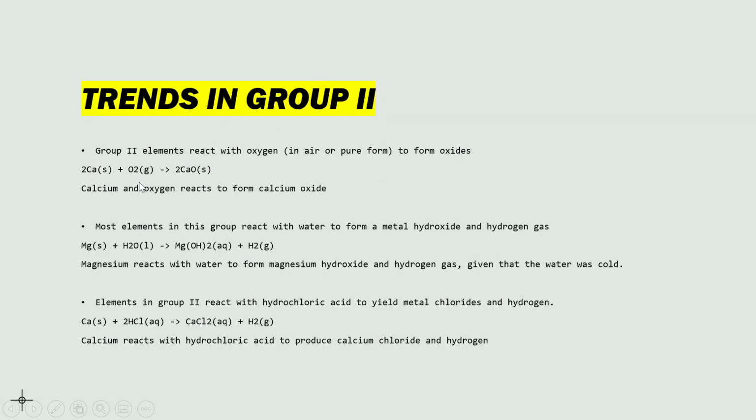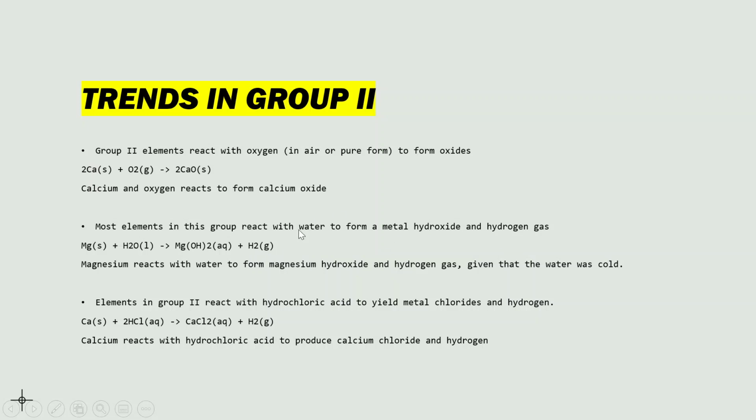So if it was magnesium, what do you think we would produce? I'll give you 2 seconds. Exactly. You're correct, I'm sure. You produce magnesium oxide. Good. Most elements in this group react with water to form a metal hydroxide and hydrogen gas. Okay, too many words. Mg, magnesium, and H2O, water, react with each other to form magnesium hydroxide. This is the metal hydroxide. Magnesium hydroxide and hydrogen gas.